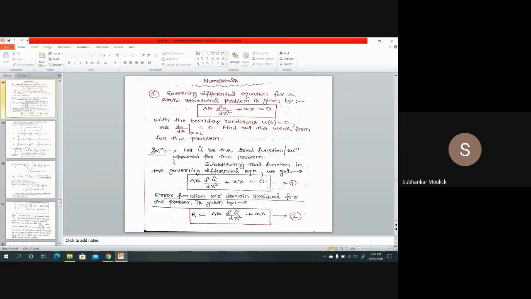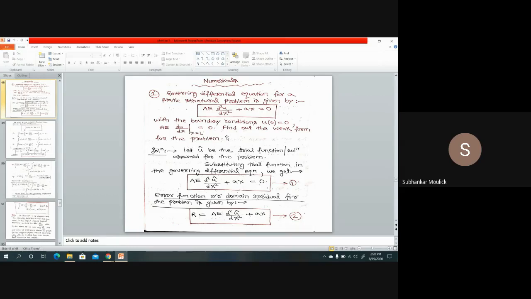And while selecting the trial function, you have to keep in mind that whichever trial function you are selecting, whether it is a polynomial trial function or a trigonometric trial function, that trial function should satisfy the essential boundary condition. It may or may not satisfy the natural boundary condition. So let u cap be the trial function or trial solution for the given differential equation.